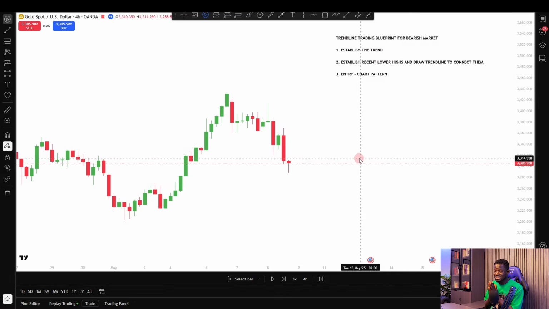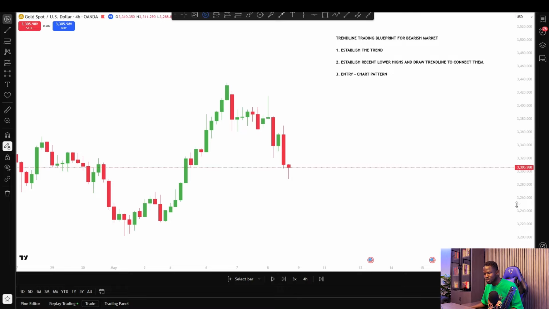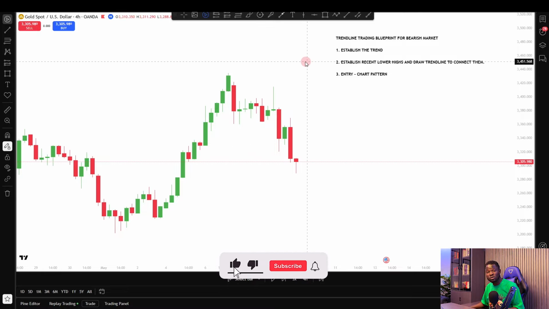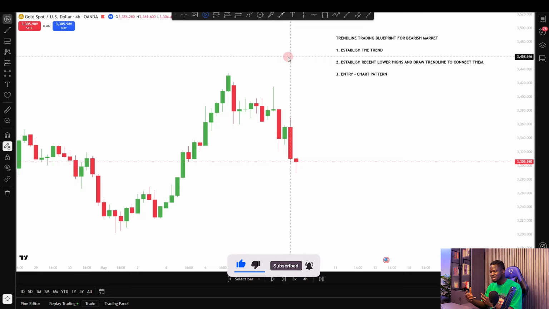Let's take a look at another example on the gold market using this trendline trading blueprint to trade the gold market. On the 4 hours of gold right now, you see that the price action is trending to the downside. Sellers are the ones in charge of the market, and we don't want to trade against the trend. Since the trend is a downtrend, we just have to be on the side of the sellers by taking only sell opportunities.